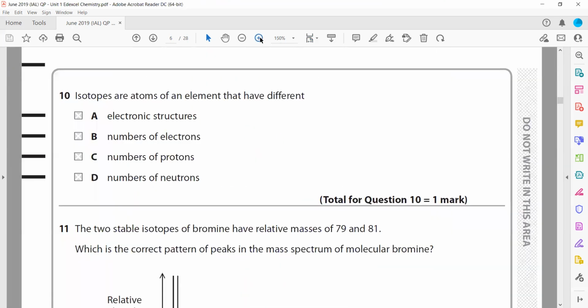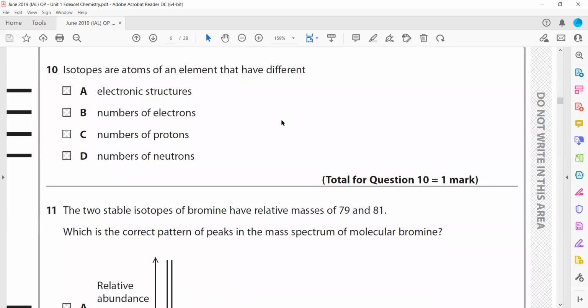In question 10, isotopes are atoms of an element that have different... So they have different numbers of neutrons. So D is the right answer. Atoms of the same element contain the same number of protons but different numbers of neutrons.